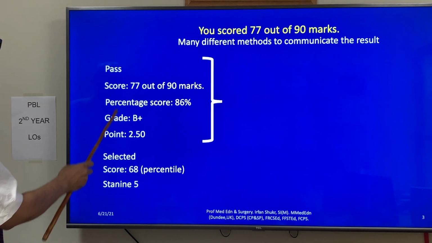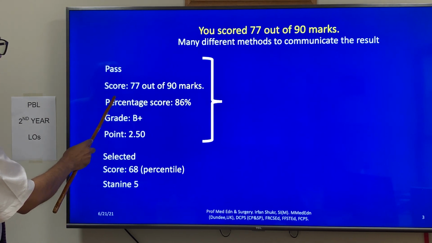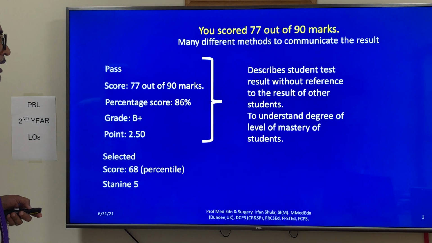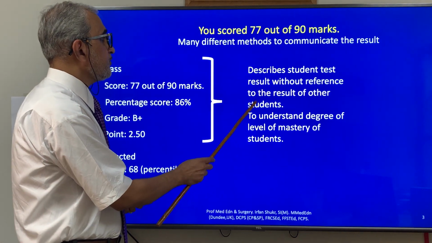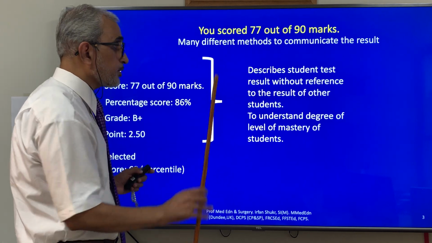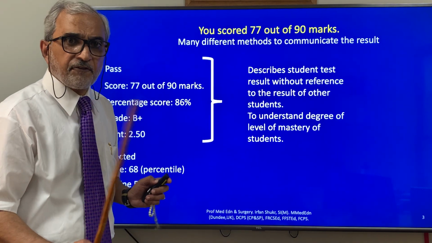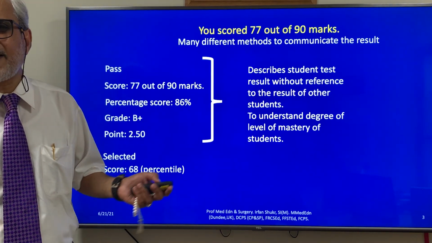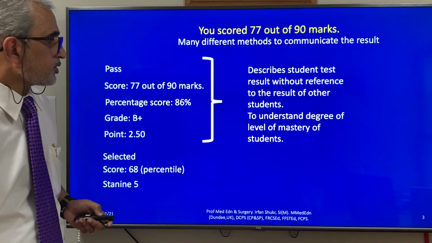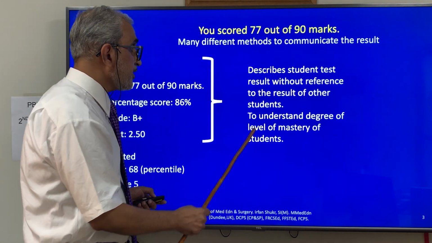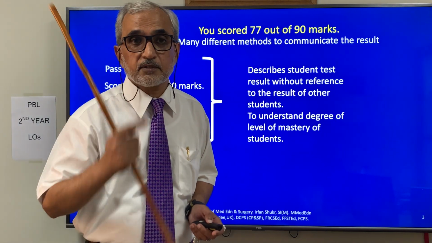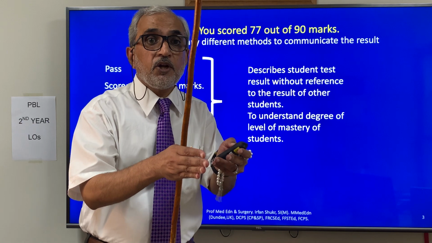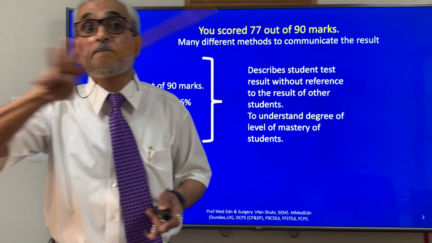If you see on this, pass, percentage score, grade B+, 3.50, these describe the student's test result without reference to the results of other students. There is no reference to what other students have scored. They may have scored any marks, because this is to understand the degree or level of mastery of the student, how much that student actually knows, not what that student knows in comparison to other students.